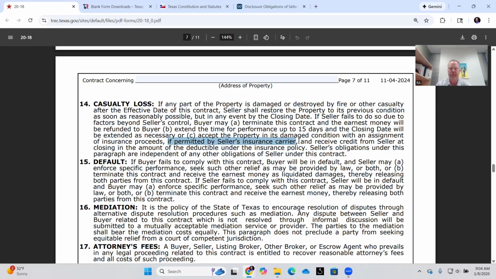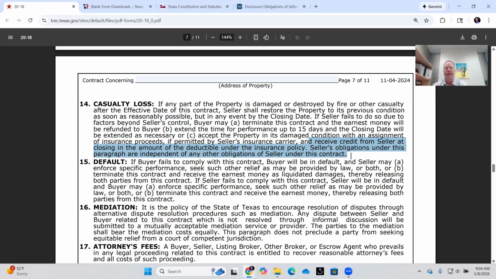Okay, here's the second part. And they will receive a credit from seller at closing for the deductible under the insurance policy. So if they have a 1% deductible and it's a $300,000 house, that's a $3,000 credit to the buyer. Now, the seller's obligations under this paragraph are independent of any other obligations the seller has under this contract. So this is separate from anything else the seller has agreed to do.